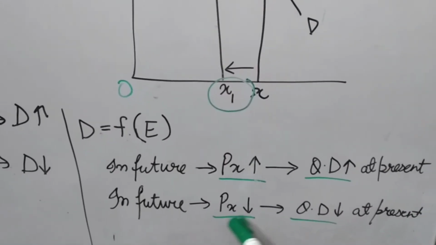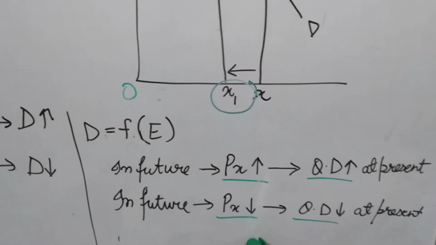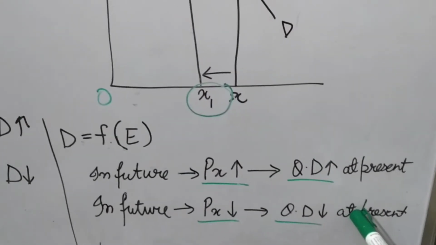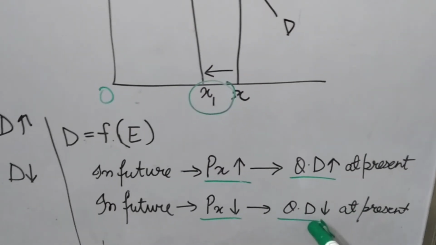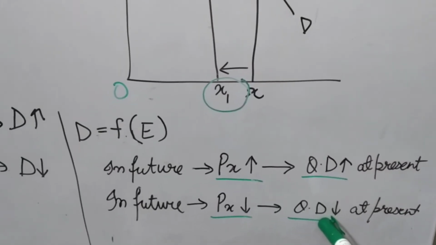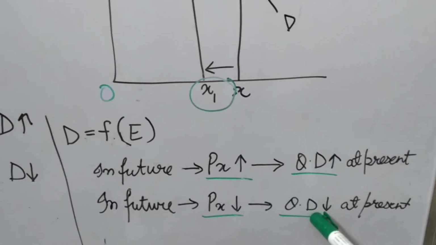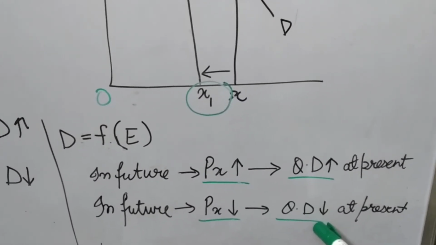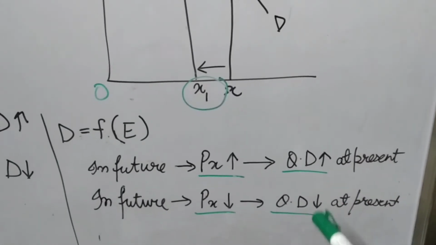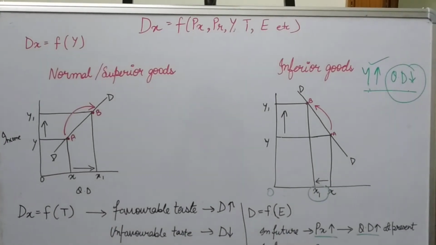Similarly, if in the future he expects that the price will reduce, that means compared to the existing price the price is going to go down further, then at present the consumer will reduce the consumption of this commodity. That means he will reduce the quantity demanded at present, because he will wait for the future, let the price come down, and then consume more units at that time. So at present he will reduce the consumption. So the factors of the demand function, this topic we have now completed.